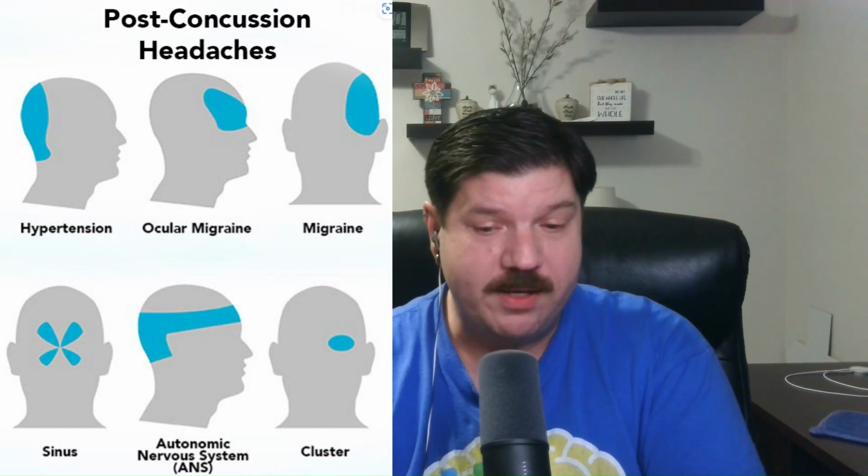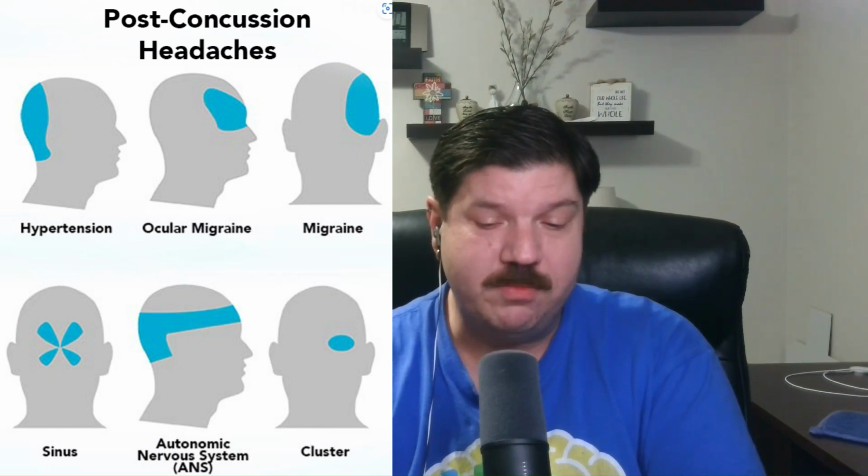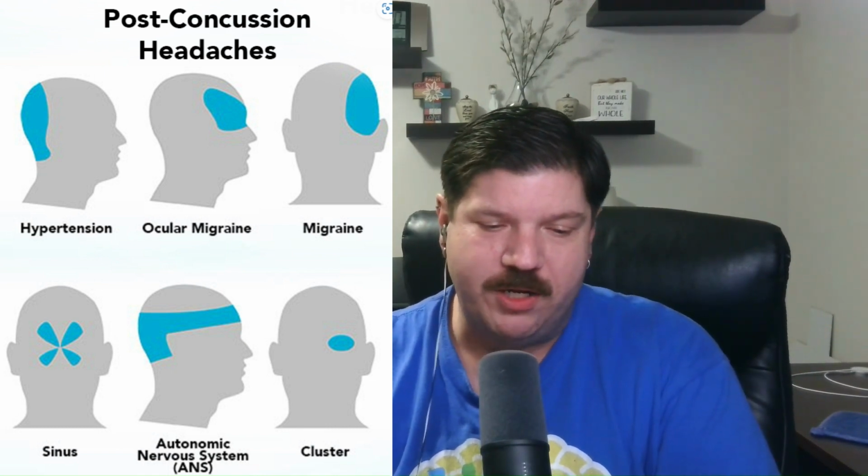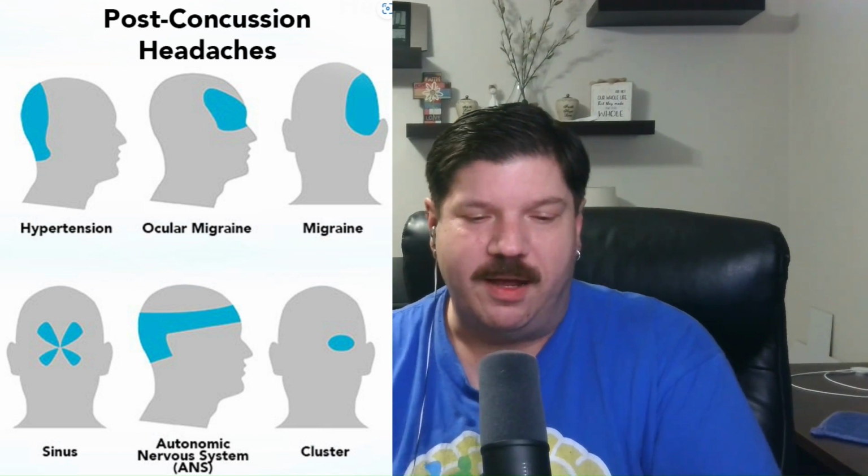So today's topic is migraines, and I'm going to put this up on the screen so you guys can follow along. I'm going to read the different types of headaches before we jump totally into this. Cluster headaches, autonomic nervous system, which we will refer to as ANS going forward, sinus, migraine, ocular migraine, and hypertension. Those are the most common types of headaches. The three types we're going to focus on today are the ANS, because I'm going to call it that since that's the long one, which is the one I suffer from mostly, the migraine, which is the other one that I suffer from, and then the ocular.